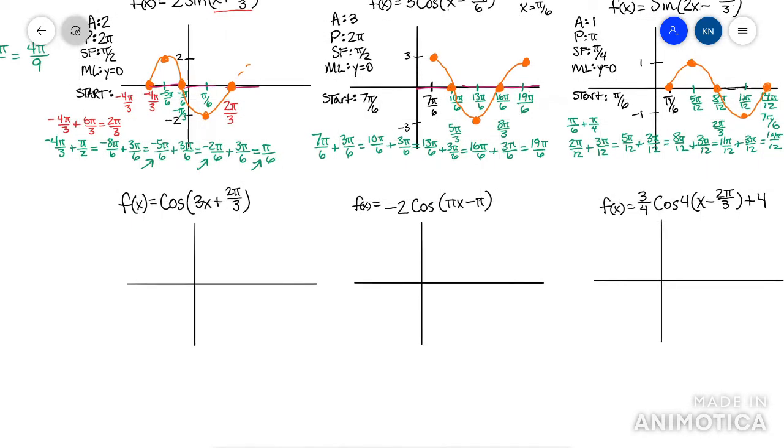I'm going to have an amplitude of 1 because there's no number out in front. Now the period here, I have a b value. It's 3. So the period is 2 pi divided by b. So it's 2 pi over 3. Now from that, to get the scale factor, I would divide it by 4, which would give me 2 pi over 12, which is really pi over 6. That's my scale factor.